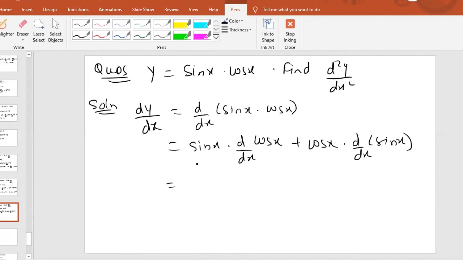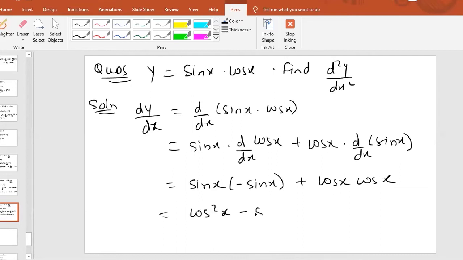So sin x, and the differentiation of cos x is minus sin x, plus cos x. The differentiation of sin x is cos x. So we'll get cos square x minus sin square x. Correct now? Understand? So we are getting cos square x minus sin square x.